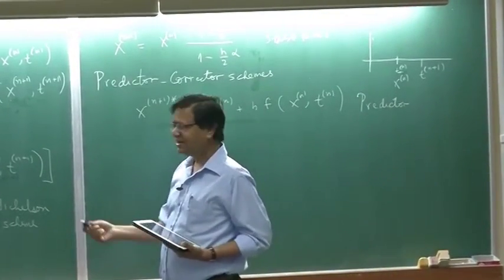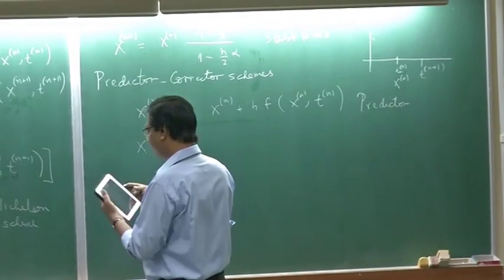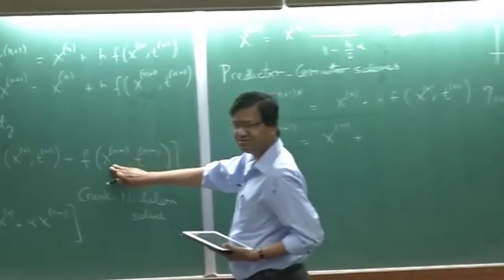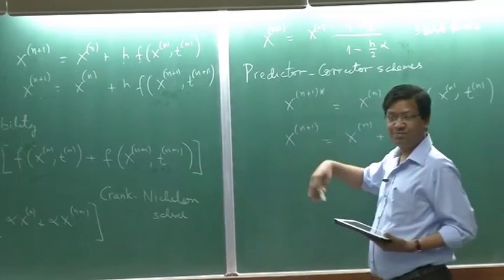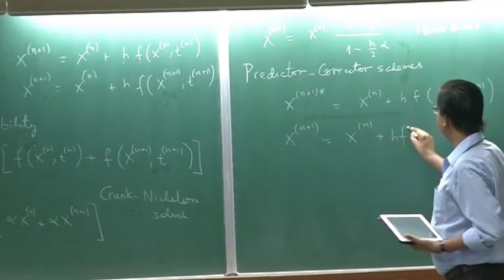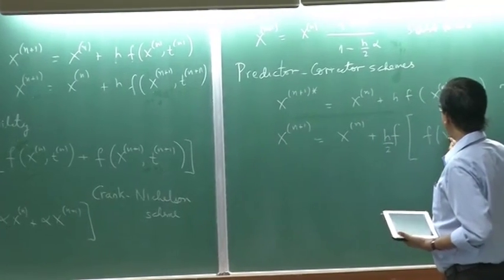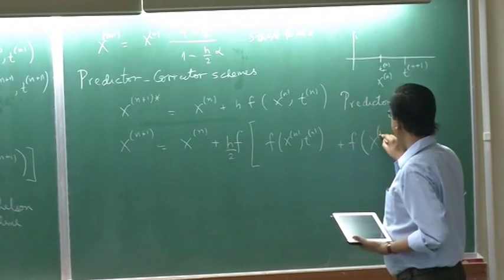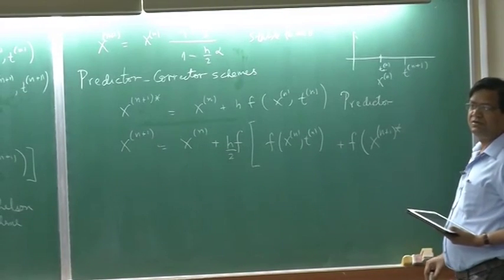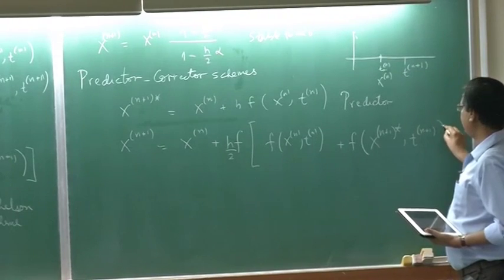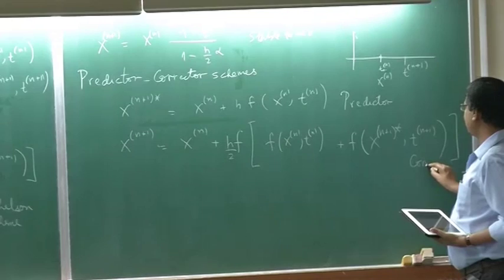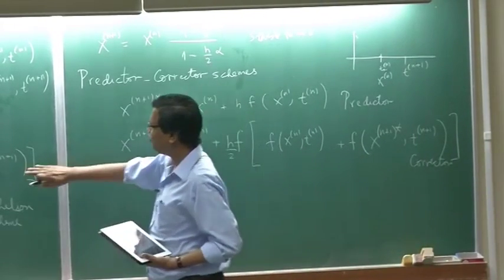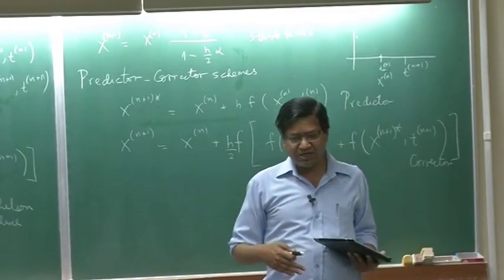Then my corrector solution x_(n+1) is x_n plus h times half of f(x_n, t_n), which I know and can compute, plus f(x_(n+1) star, t_(n+1)). I don't know x_(n+1), so I am going to use this predicted value instead. So this is called the corrector scheme. I combine this with the predictor, and I will be able to solve it explicitly.